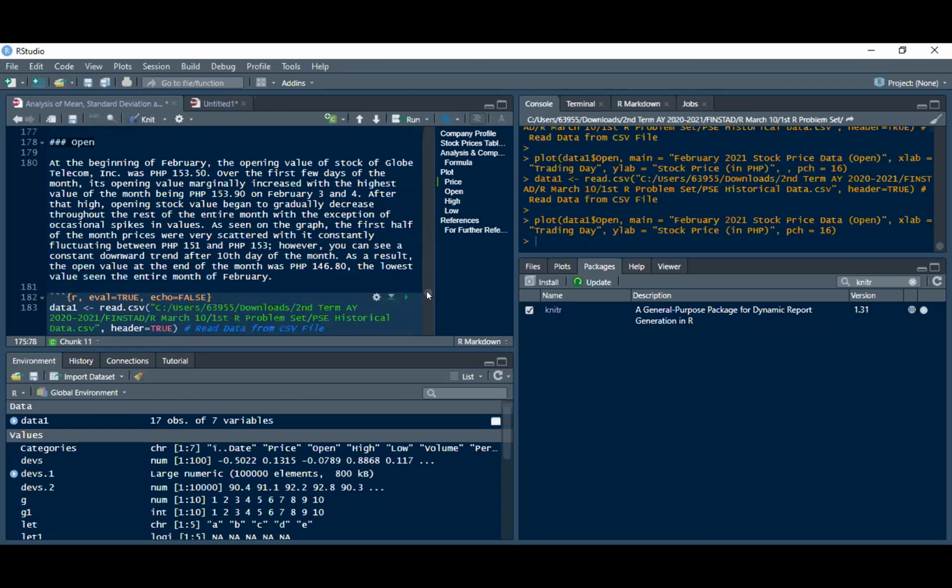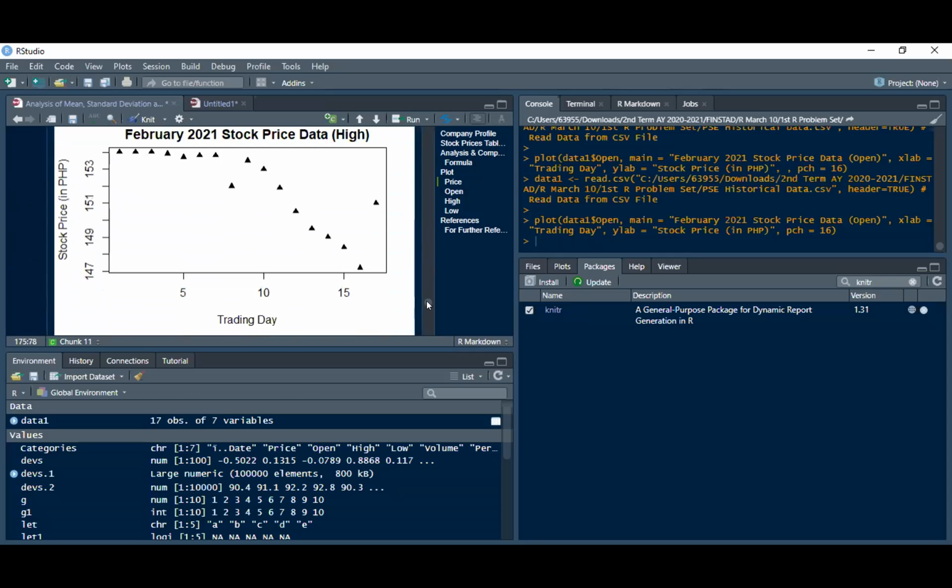And then it just said that it was a downward trend. At the first half of the month, as you saw in the plot, it was very scattered, like the prices were going up and down. And then after the first half of the month, it continued to go downwards. And then for the third plot, we did the February 2021 stock price data high.